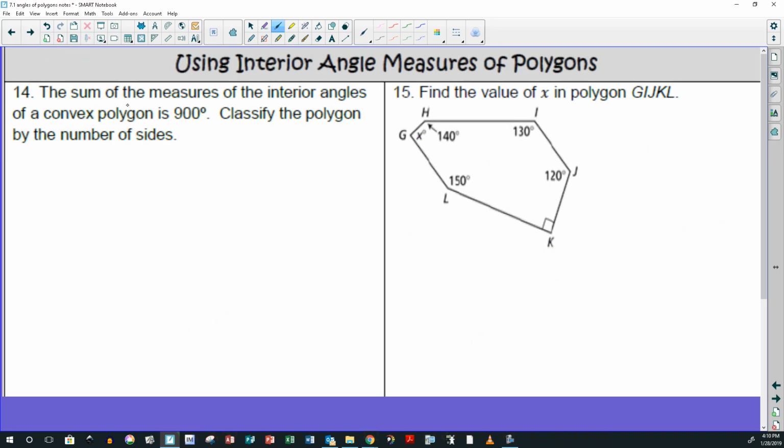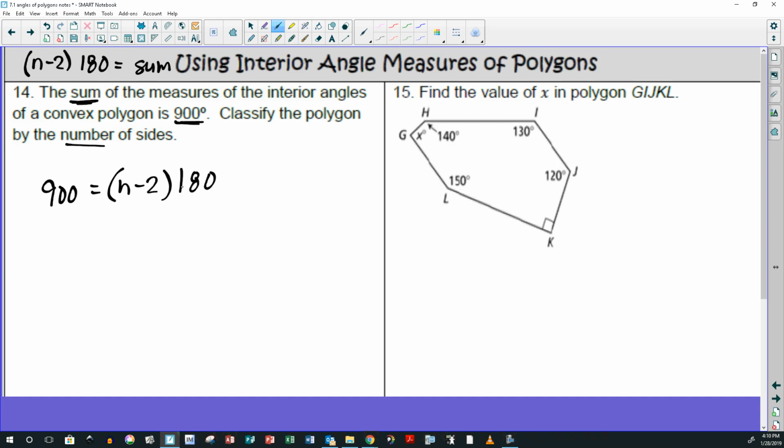So now the sum of the measures of the interior angles of a convex polygon is 900. I'm telling you the sum is 900, and I want you to find the number of sides. Well, n minus 2 times 180 gives you the sum. If you know the sum, then set it equal to the formula. And as confusing as this looks, that's only 2 steps.